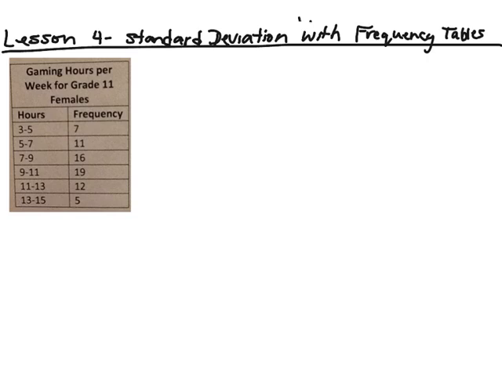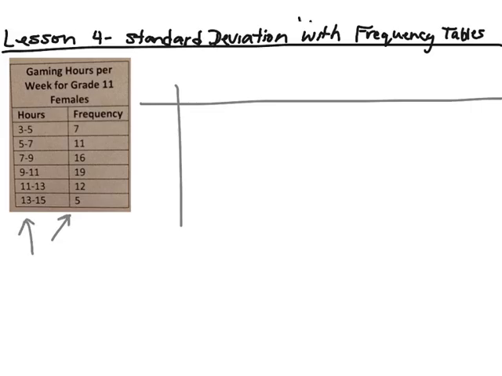Lesson 4, standard deviation with frequency tables. This is going to be a little bit different than before because we don't actually know the pieces of data. We just know how many times these hours come up. So we're going to have to make a couple different sections to our table. The first is the interval.